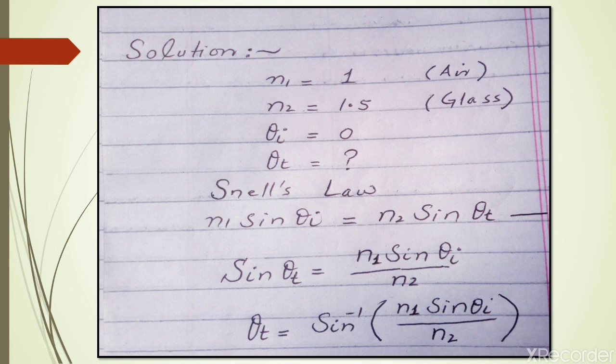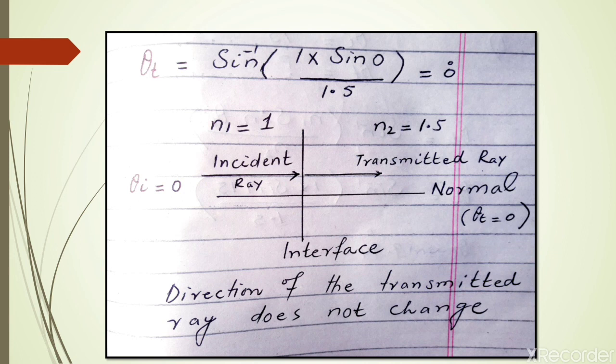And we simplify the second last equation for the angle of transmission. So we can calculate the angle of transmission with the help of the last equation of this slide. Let us put the values on the right hand side of the last equation of the previous slide. The angle of transmission comes out to be 0.